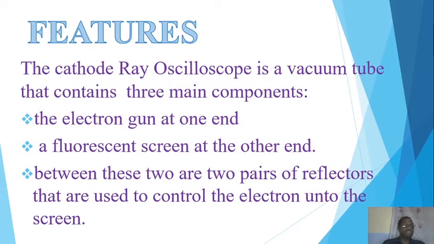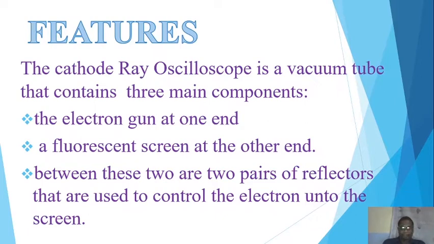Then look at the features. You say the cathode ray oscilloscope is a vacuum tube that contains three main components. We have three major components of the cathode ray oscilloscope. Number one, we have the electron gun. Number two, we have the fluorescent screen. Then the deflector plate.